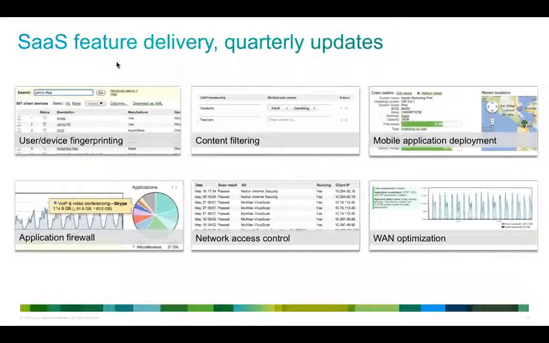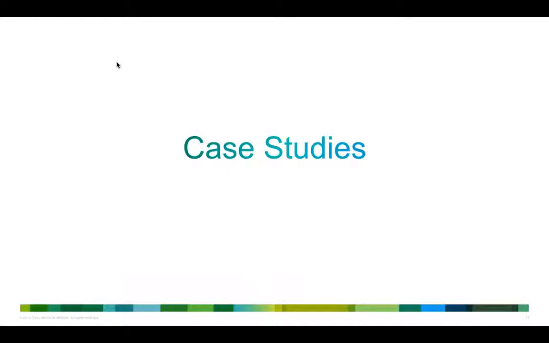Last thing here is software as a service, right? The cloud really is software as a service, and we take that very seriously. All of these features that we talked about, the user and device fingerprinting, content filtering, mobile application deployment, the layer 7 information, the application firewall, WAN optimization, etc., are all incremental updates to the dashboard. These are updates that have come over time, and we do quarterly updates to the dashboard. So you're always going to get access to the new features. Anytime we release new features, it's not like we're going to ask you for new licensing or anything like that. Once you have your cloud licenses for the devices, you'll have access to all of our new features that are coming out. All right, a few case studies here.